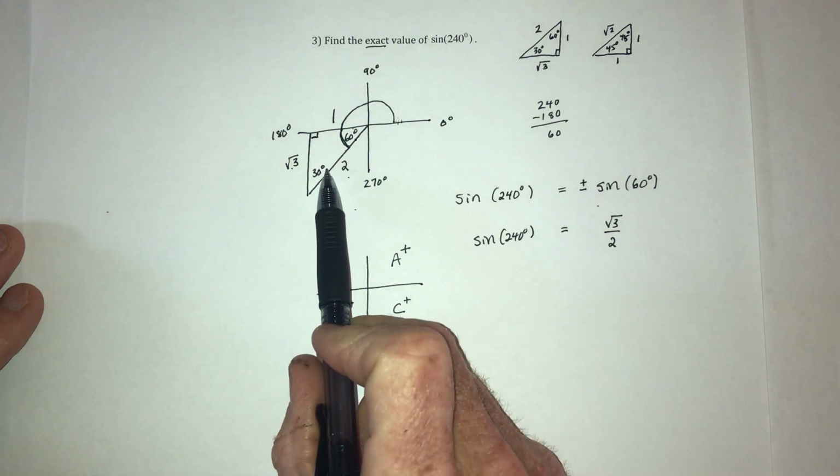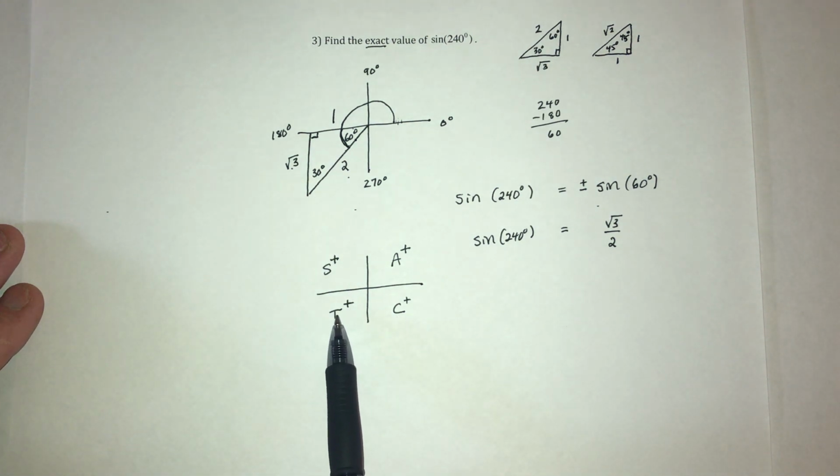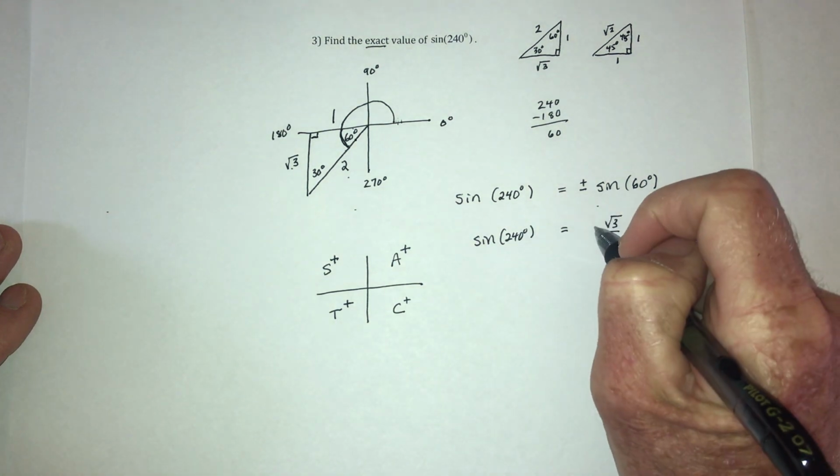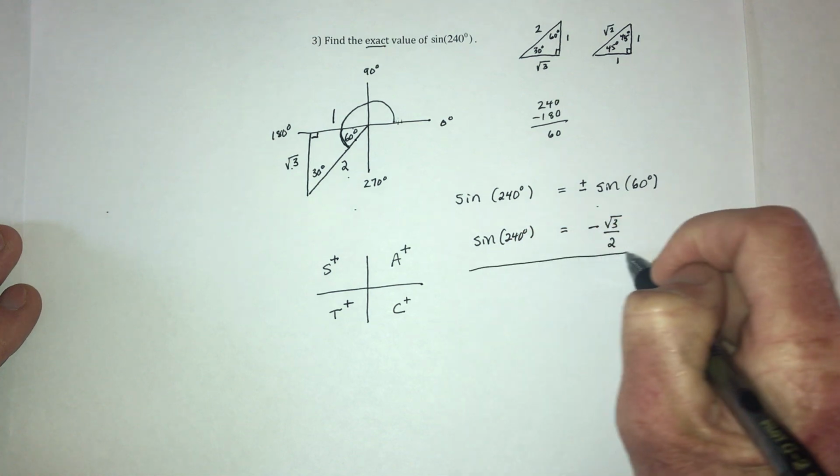So because this is in the third quadrant, our answer for tangent would be positive, but for sine it would be negative, and for cosine it would be negative. So for sine, it's actually going to be negative.